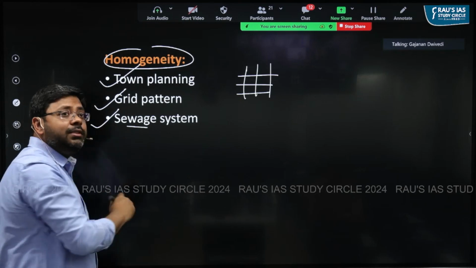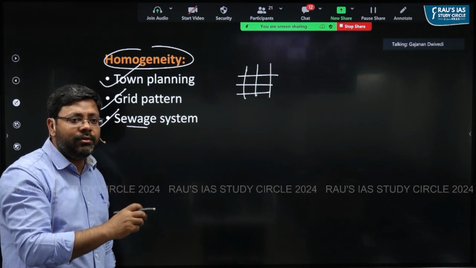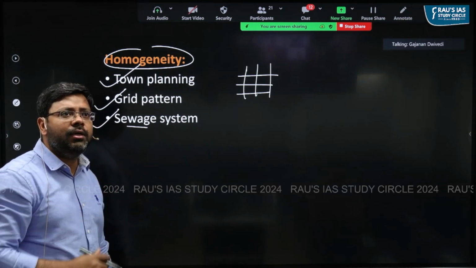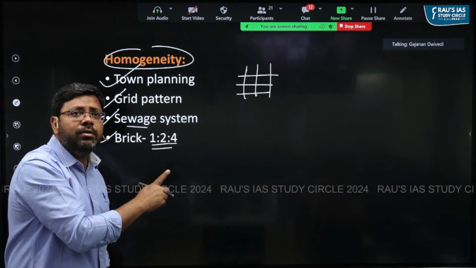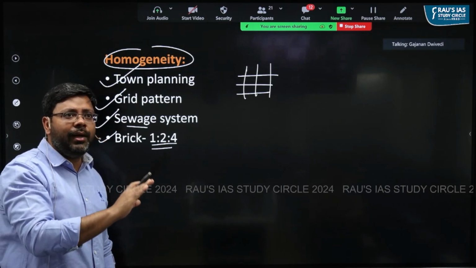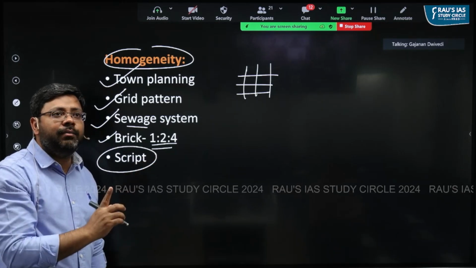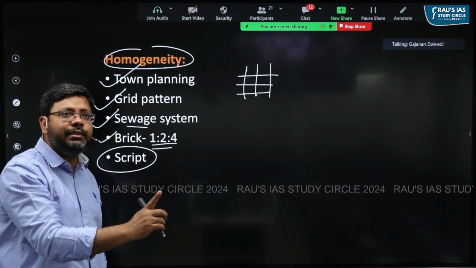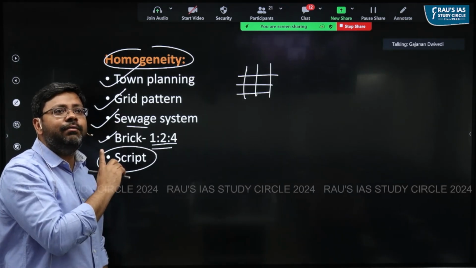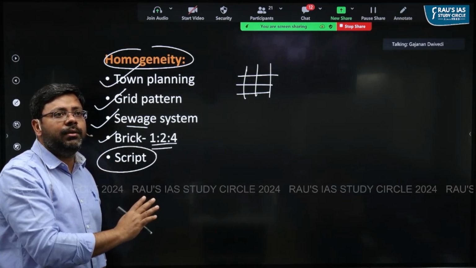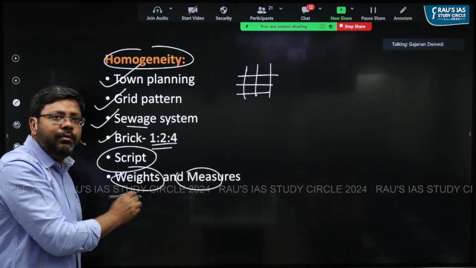Don't you think that the sewage system was excellent? Excellent sewage system that was there, connected with bathrooms, wells, covered sewage system, common across IVC. Then the bricks were in the ratio of 1:4, common, a very solid pattern that we find across IVC. Then the script: pictographic script it was, but a uniform script was there across IVC sites. The script was common for all of them. Pictographic script that we have not been able to read, but this was a common script. Then the weights and the measures, similar weights and measures they were using.